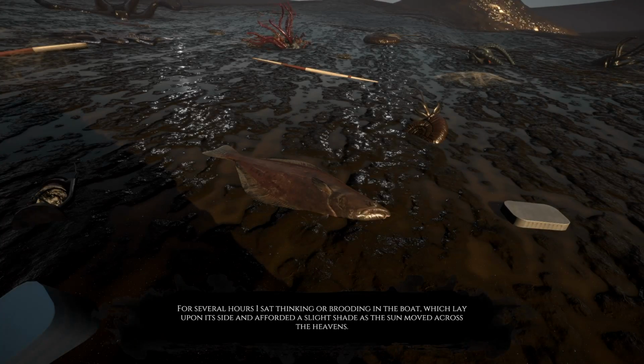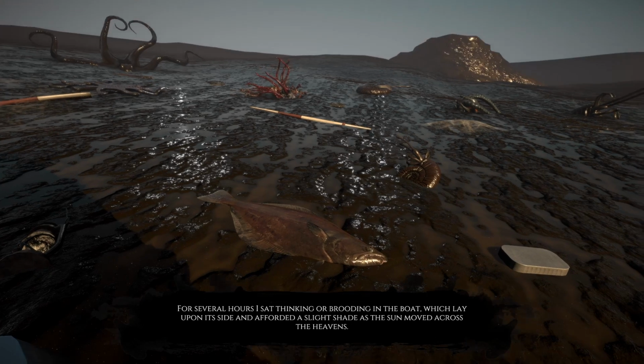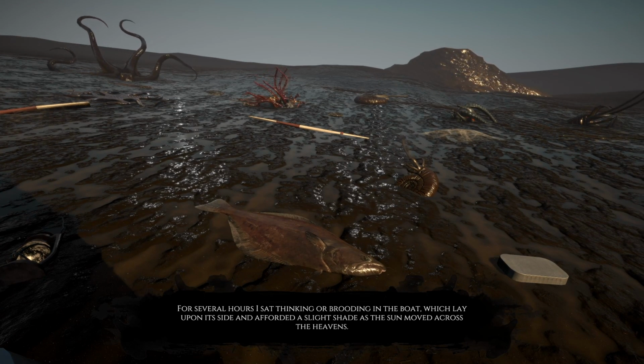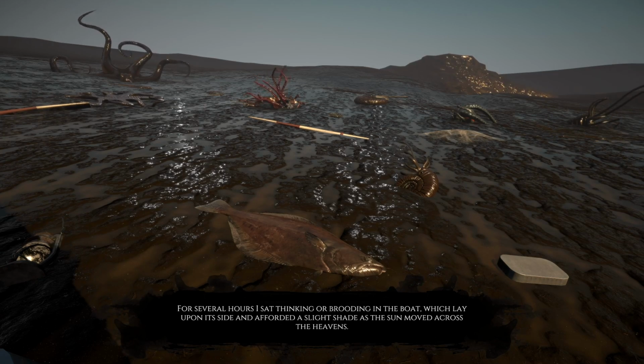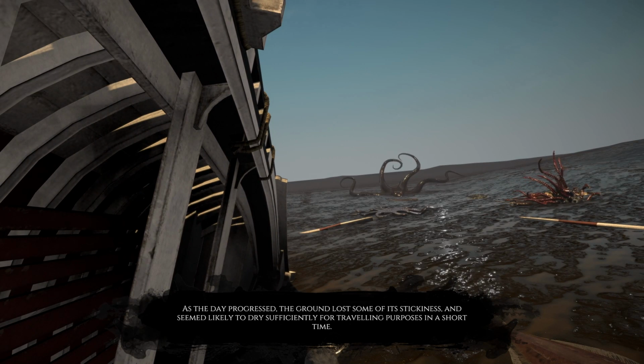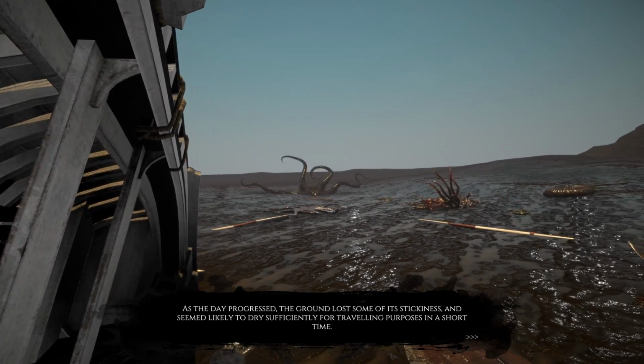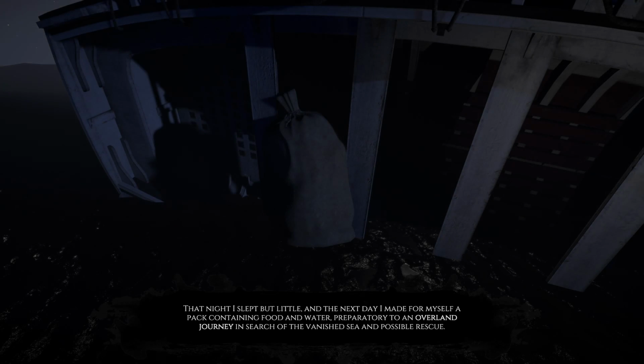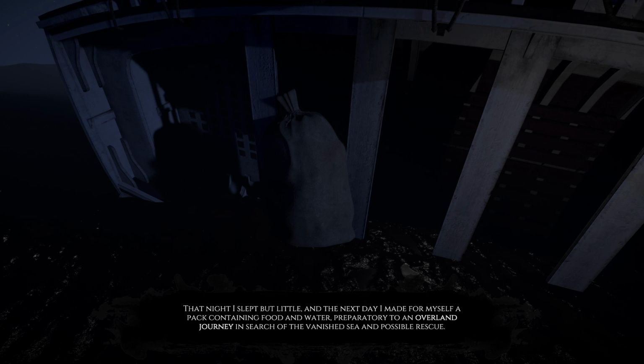For several hours I sat thinking or brooding in the boat, which lay upon its side and afforded a slight shade as the sun moved across the heavens. As the day progressed, the ground lost some of its stickiness and seemed likely to dry sufficiently for traveling purposes in a short time. That night I slept but little, and the next day I made for myself a pack containing food and water, preparatory to an overland journey in search of the vanished sea and possible rescue.